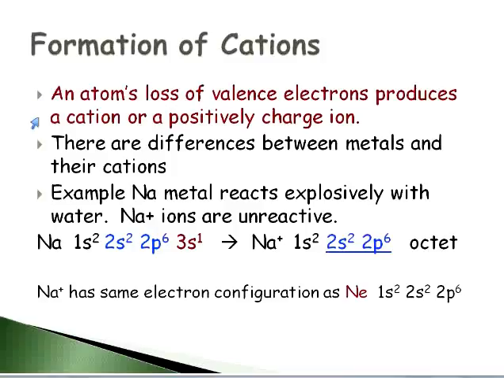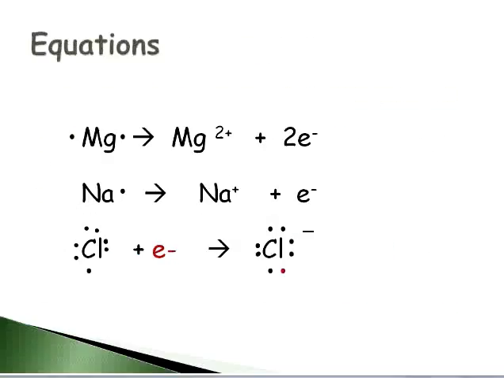Atoms losing valence electrons produces a cation with a positive charge. And again, here we have sodium with a positive charge. Sodium has the same electron configuration as neon. Here's neon's electron configuration. So here are some equations which we didn't do. We have magnesium with the 2 valence electrons, and now magnesium has a +2 charge, and here are the 2 electrons that have been removed. Sodium has 1 electron, and now we have an ion.